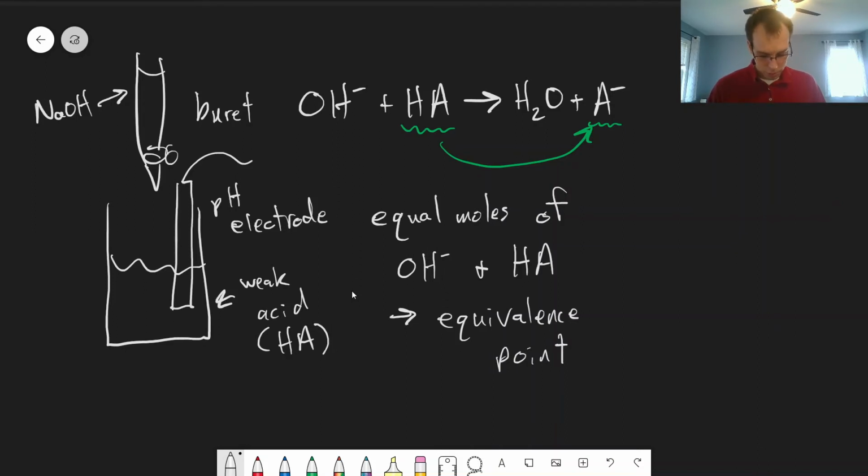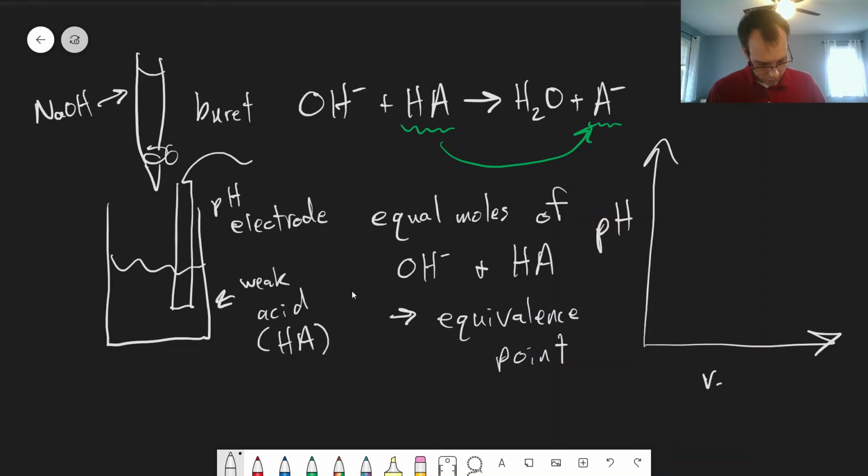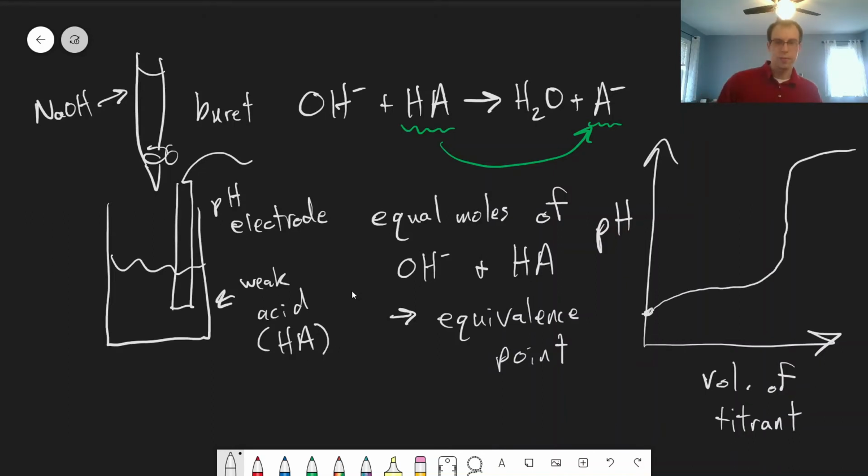All right, so if we sort of plot, and we'll look at an actual plot of this in just a little bit, pH versus the volume of our titrant, and so in this case, the volume of our hydroxide. It'll start low because we have an acid, and then suddenly shoot up at the equivalence point. So this is the equivalence point that we're talking about here.